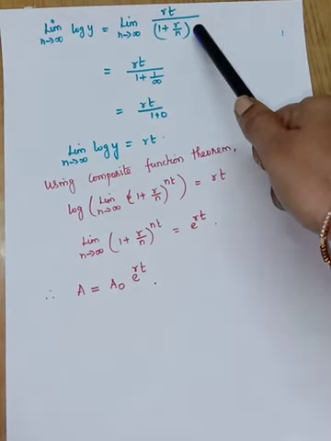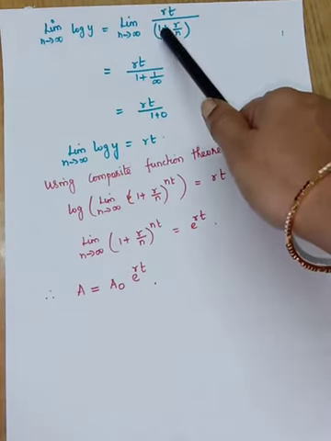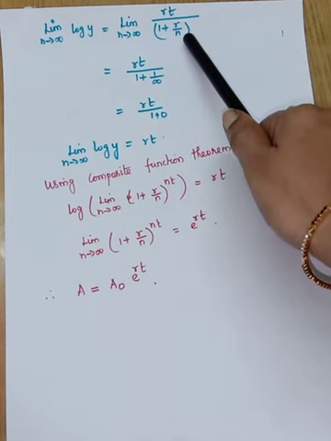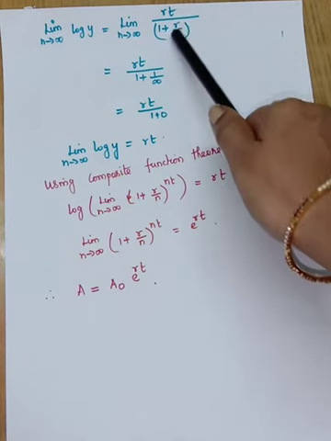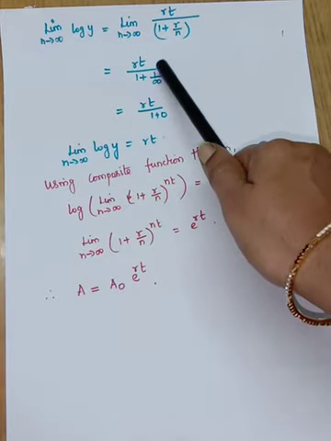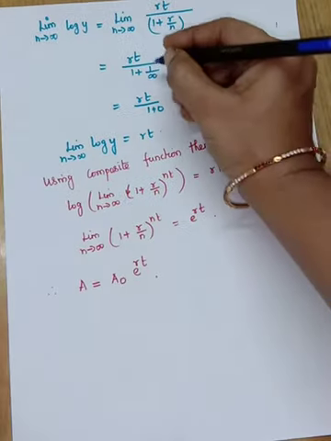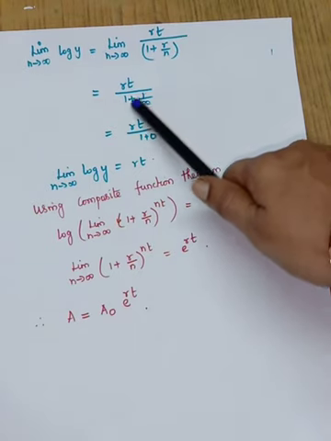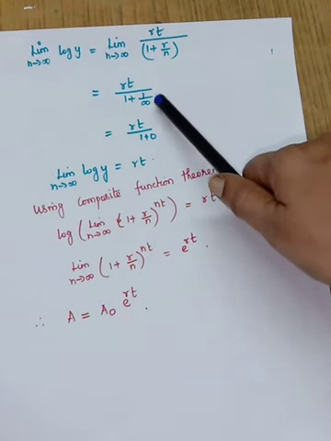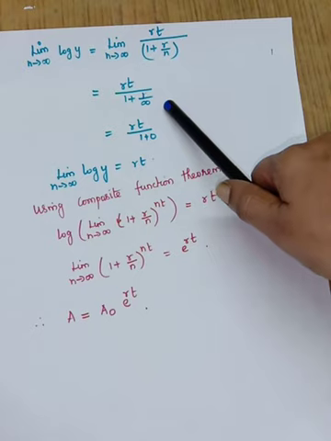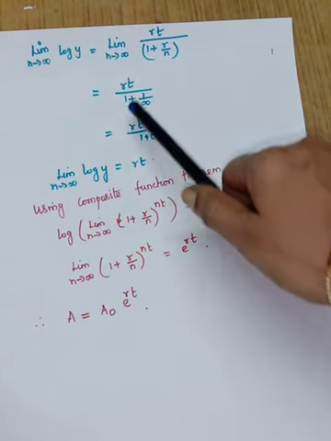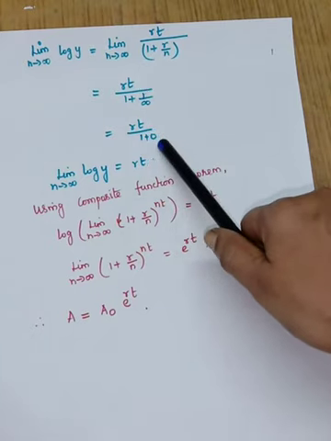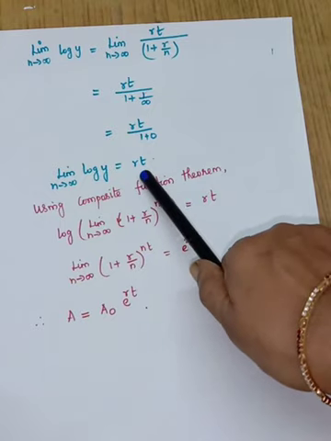Now you apply the limit. So rt divided by 1 plus r by infinity. Here r by infinity is 0 because 1 by infinity is 0. So r by infinity is also 0. Therefore rt divided by 1 plus 0. So the answer is rt.